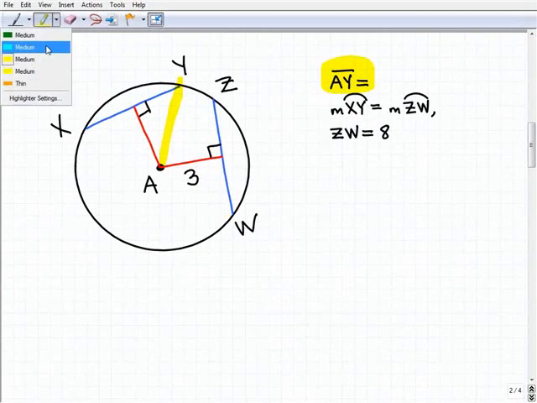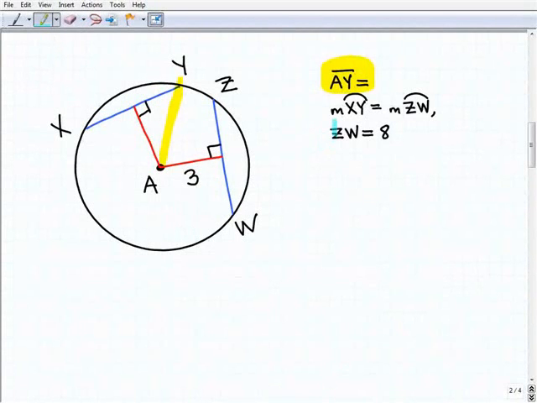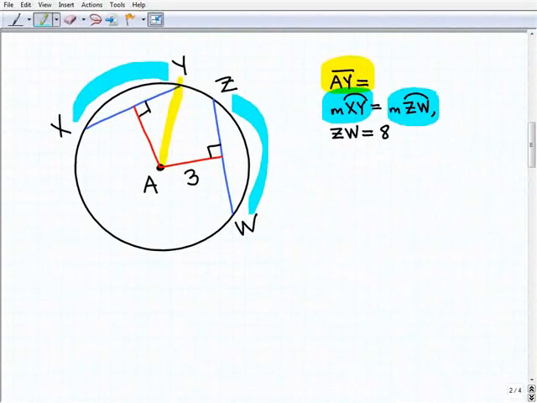Now we have to start to paint a better picture and get more informed of what's going on here. We're told that the measure of arc XY is equal to the measure of arc ZW. Recall from the lesson, when you have two arcs that are congruent, what do we know about their respective chords? Here, chord XY is going to be congruent to chord ZW. Remember, if two arcs are congruent, their respective chords are congruent.